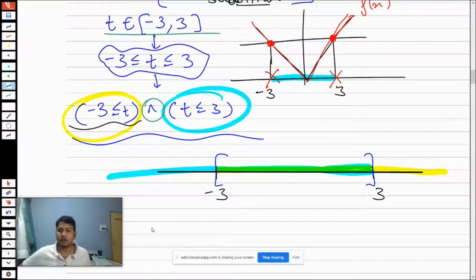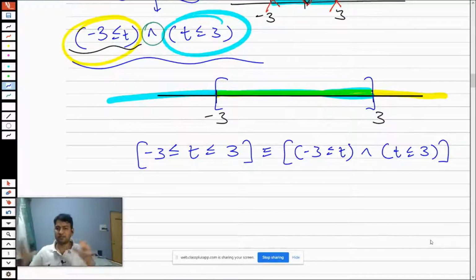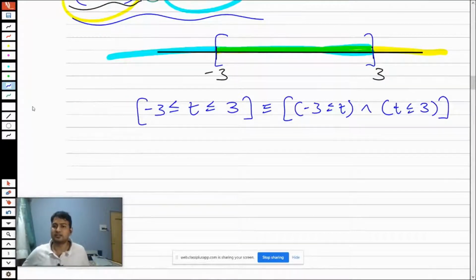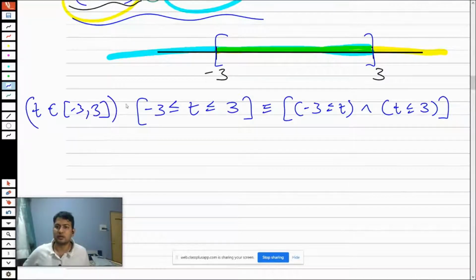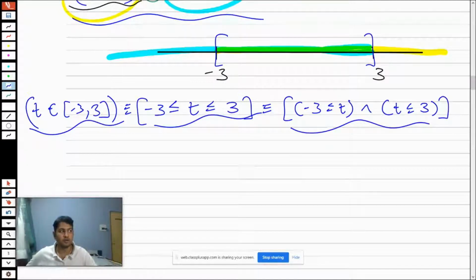So the bottom line is minus 3 less than or equal to t less than or equal to 3 is logically equivalent to minus 3 less than or equal to t and t less than or equal to 3. So you can break it up. And this came from t belonging to minus 3 to 3. So all these three statements are logically equivalent, as you would have seen in yesterday's lecture on logic. What I'm trying to say is that these three things are logically equivalent.